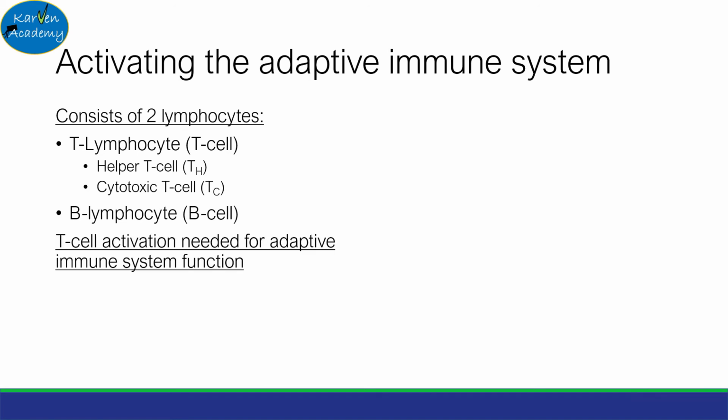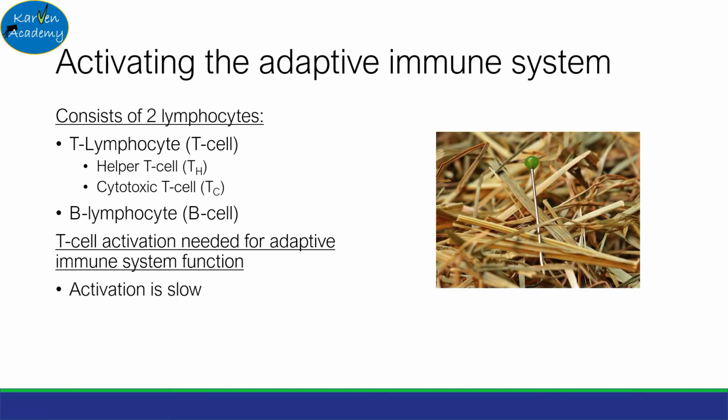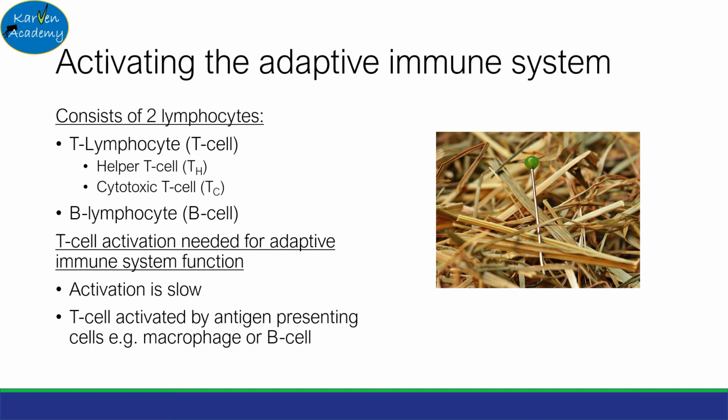As explained before, T cell activation is needed for the adaptive immune system to function. However, activation is slow because finding the specific complementary T cell to the antigen of the pathogen is like finding a needle in a haystack, quite literally. Remember that T cells are activated by antigen-presenting cells, such as the macrophage or B cell, and once activated, they can carry out many tasks, which we'll see next.